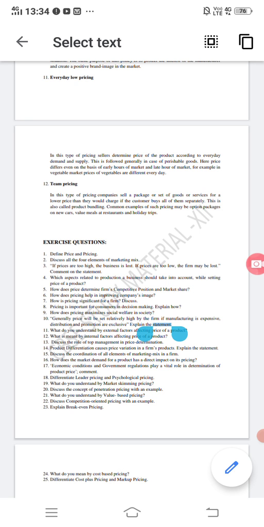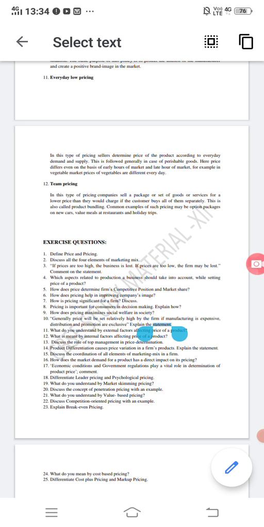So just remember, very important, one more last time I'm saying, it is very very important. Everyday low pricing is done for perishable products. Perishable products वो होते हैं जो जल्दी ख़राब हो जाते हैं. It means we can't store them for a longer time. So here price differs even on the basis of early hours of market and late hours of market. Yes, for perishable goods sometimes day and night time prices are also different.